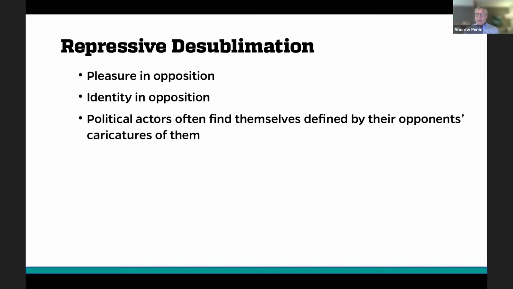They like the fact that they've made someone else angry, and people actually have said straightforwardly that if I've made the right people angry, it suggests I've done a good job. People take identity in opposition, like who they are is they are not the other people. And the interesting thing about this is that political actors often find themselves defined by their opponents' caricatures of them. This is really interesting, that often we as political people end up defending stuff we actually might not believe because we want to defend people like us. And so we end up being more like what our opponents think we are than we probably even want to be ourselves.